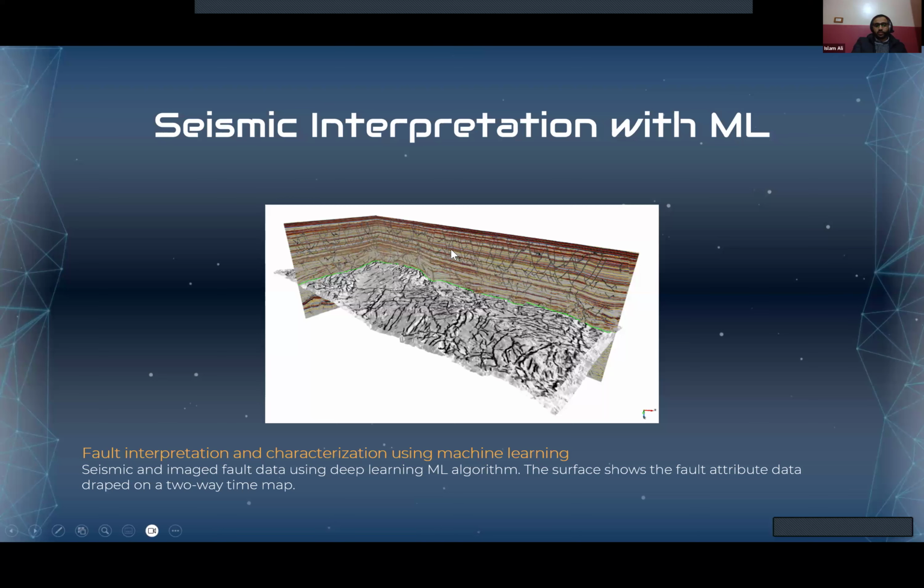As well as the fault interpretation, you can show the machine how the fault looks like here in this variance section, variance map. And then once you teach the machine how the fault looks like, it will do the job over the entire 3D cube.